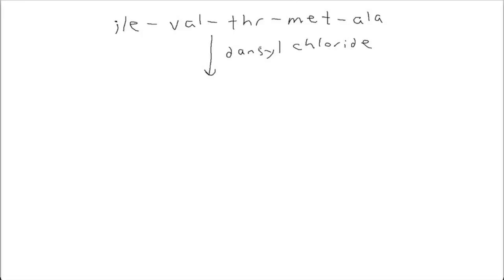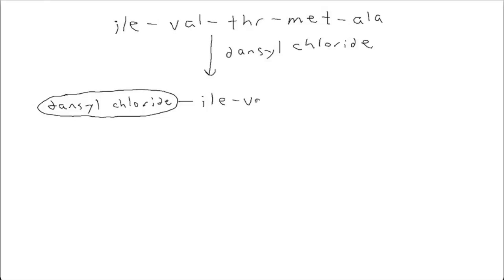So what will happen if we add Dansyl chloride to this peptide? What will be the product? Dansyl chloride is attached to isoleucine, and then the amino acid sequence continues from there. That's a good answer. And then what will happen when we do hydrolysis? The amino acids are broken apart individually, but the Dansyl chloride is still attached to isoleucine.